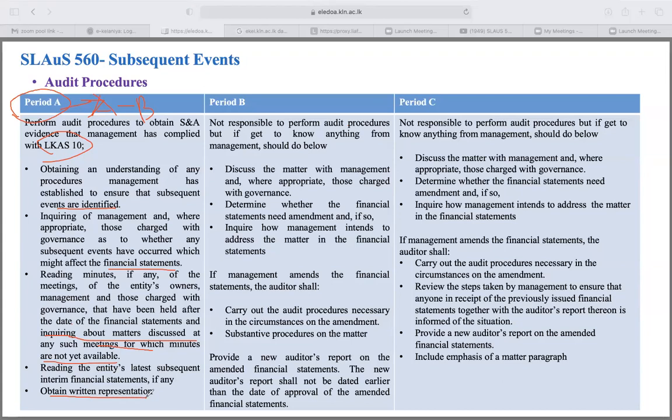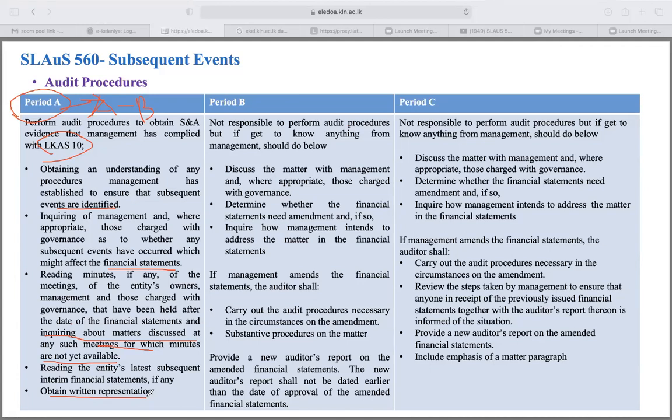Obtain written representation. So these are the audit procedures we need to do when any event happens between period A and period B, that means the financial statement date and the auditor's report date. First we need to get some understanding about what the management has done about the subsequent event, and you need to talk with the management, and if appropriate, you can talk with those charged with governance, and you can look at how these events affect the financial statements, and you can read the minutes, right?